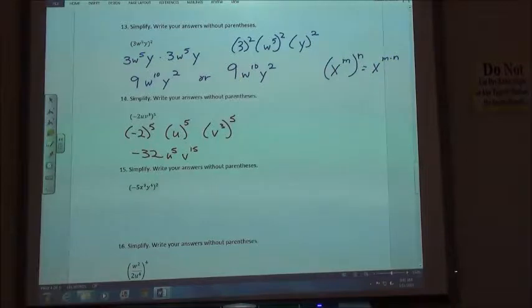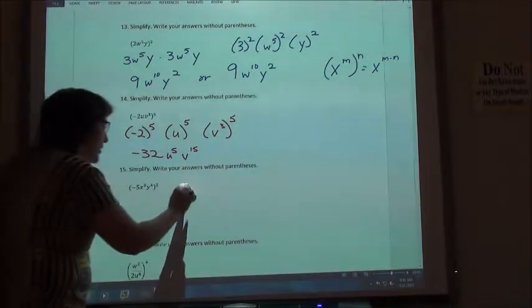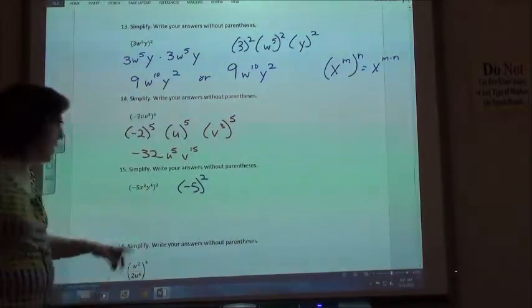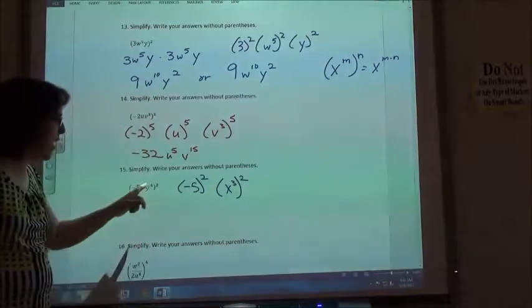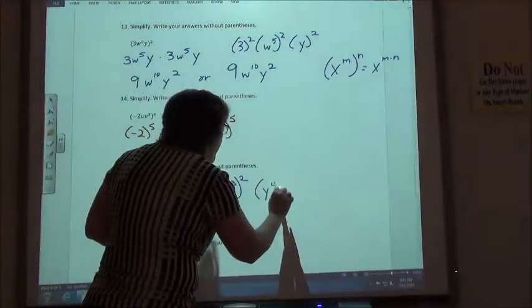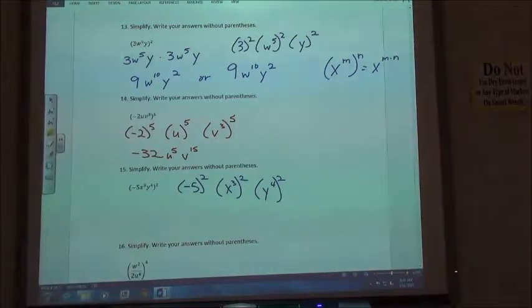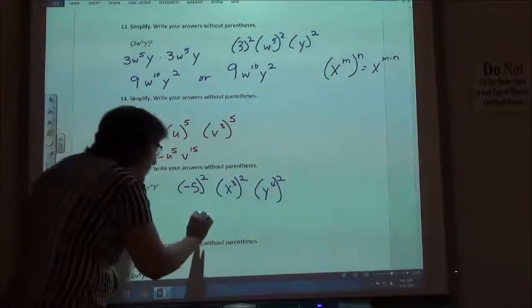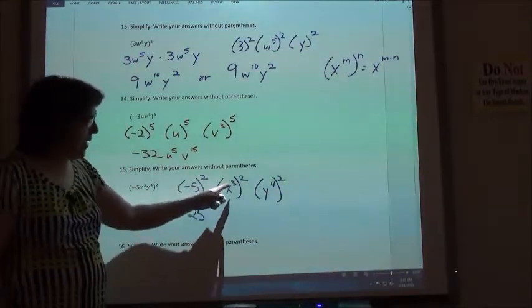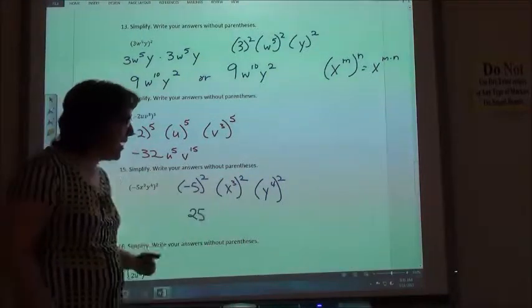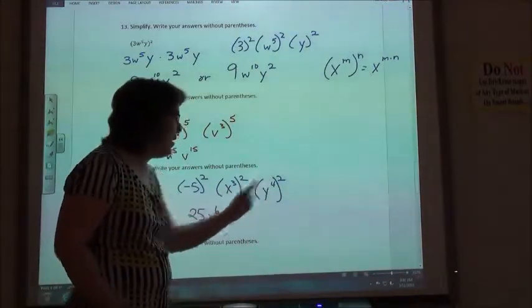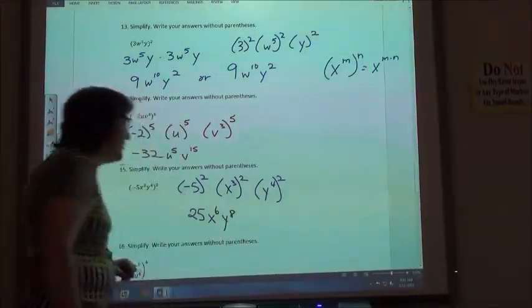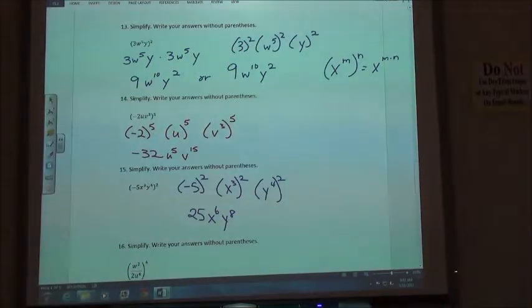So number 15, same kind of thing. I'm going to square this. So I'm going to take my negative 5 and square it. I'm going to take my x cubed and square it. And I'm going to take my y to the 4th and square it. So if I take my negative 5 squared, negative 5 times negative 5 makes that positive 25. Then my rule here, if I raise it to a power, I multiply those exponents, so I get x to the 6th. Raising to a power here, multiplying my exponents, y to the 8th. So I get 25, x to the 6th, y to the 8th.